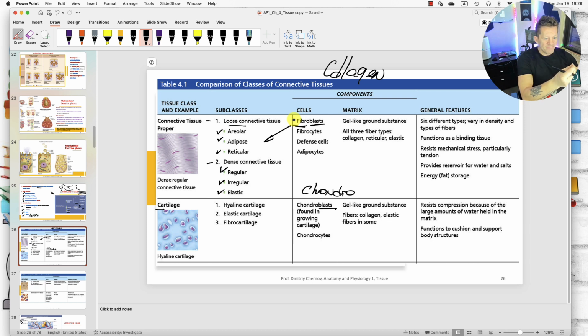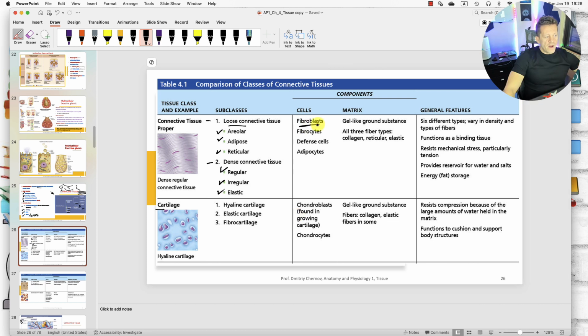Collagen is like a jelly type of substance, and cartilage is denser, with a gel-like ground substance, because there's a space in between. Fibrocytes are already mature cells, so the fibroblasts will turn into fibrocytes. Their major function is to bind the tissue and resist mechanical stress, particularly tension. Remember in class we discussed that tension is the stretching. It provides a reservoir for water because it's a loose connective tissue and there's a lot of space in between.